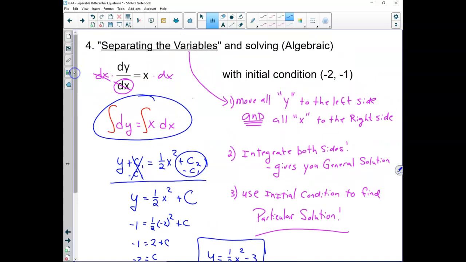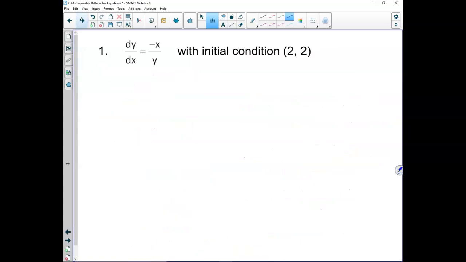Are they going to make me separate something like this on the AP test? Absolutely not. Why? Because they're going to give you some more difficult ones than that. All right? If you remember, we did this one earlier this year too. And if you remember, this was the derivative of a circle. This was half of a circle if we want it to be a function. Remember, it's half of a circle.